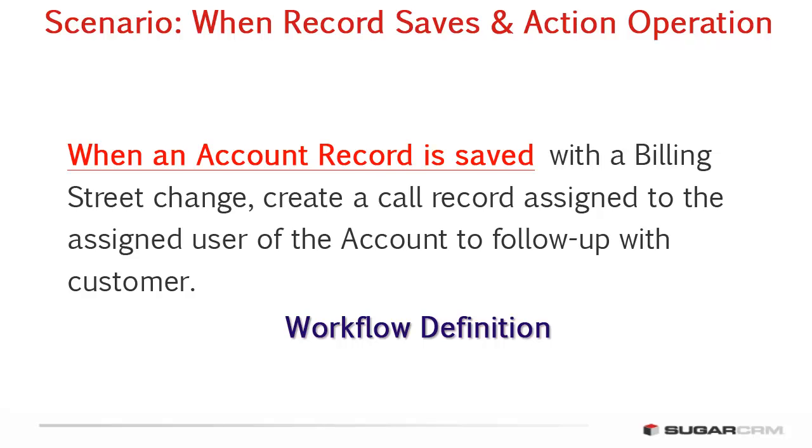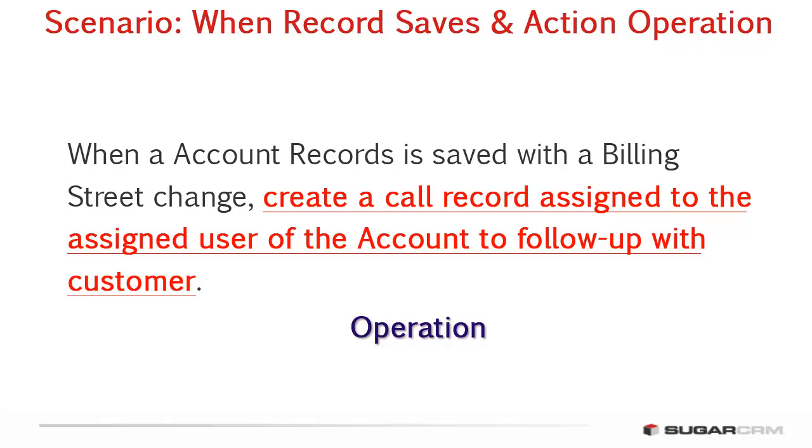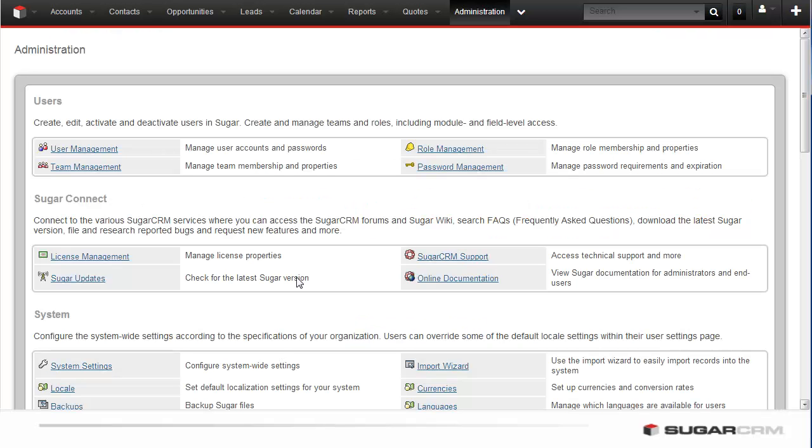The workflow definition will use the accounts module as the target module, and it will be executed when the record is saved. The condition of our workflow will be based on when the specific account field called billing street changes. And finally, the operation is the action of creating a call record linked to the account and assigned to the same user as the account. So let's jump right in.